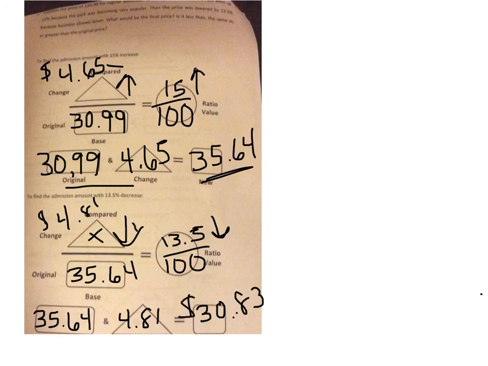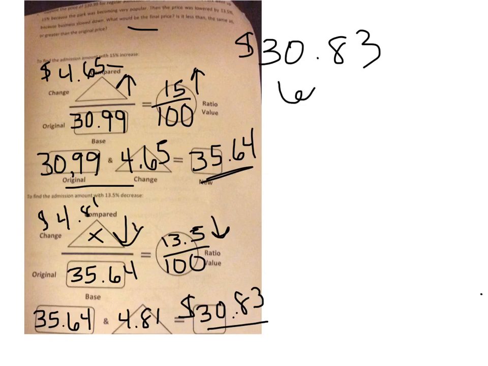So the question is, what's the final price? Right here, that basically would be $30.83. That would be the answer to that. And then the question says, is it less than, the same as, or greater than the original price? It is less than.